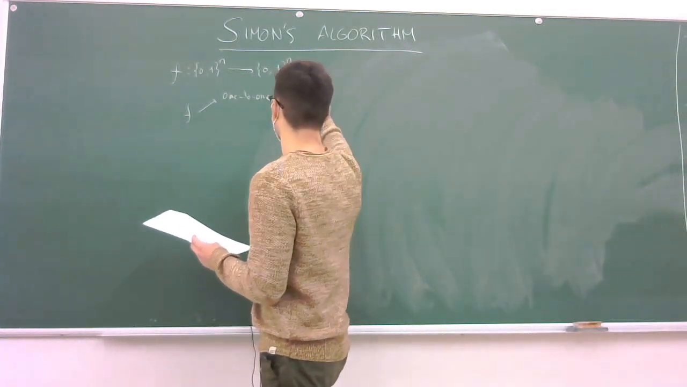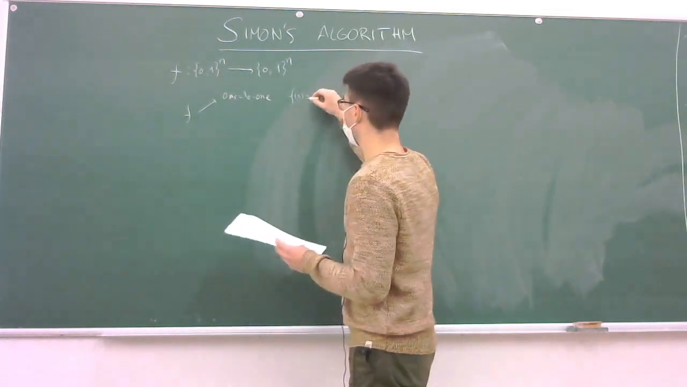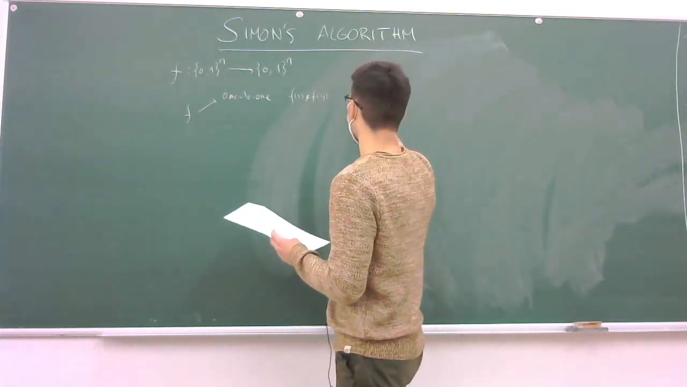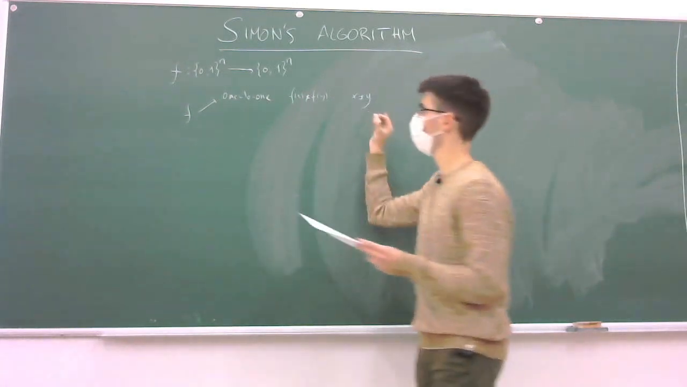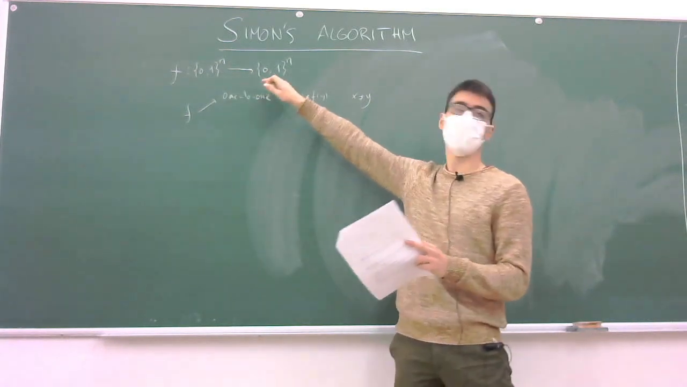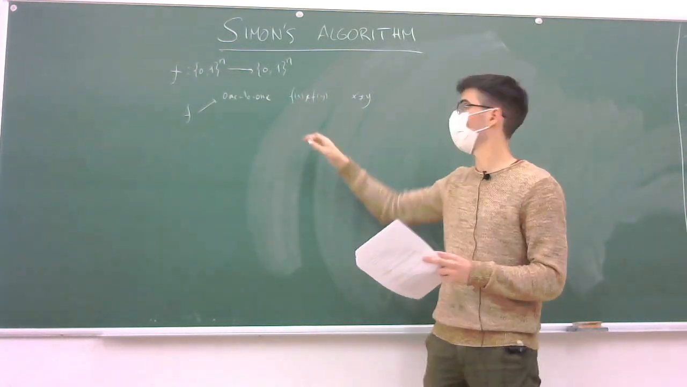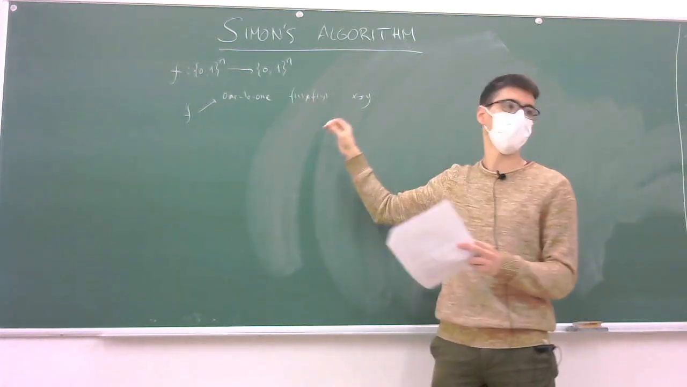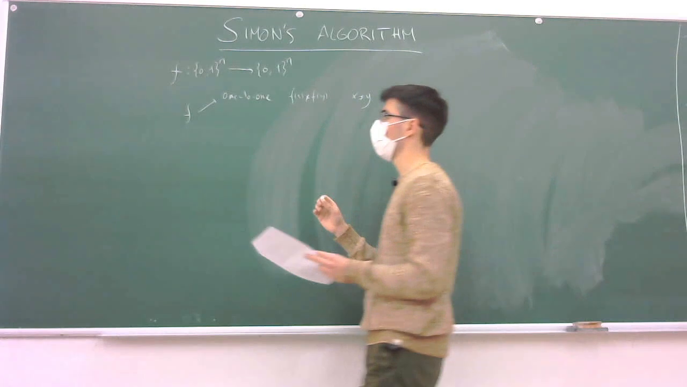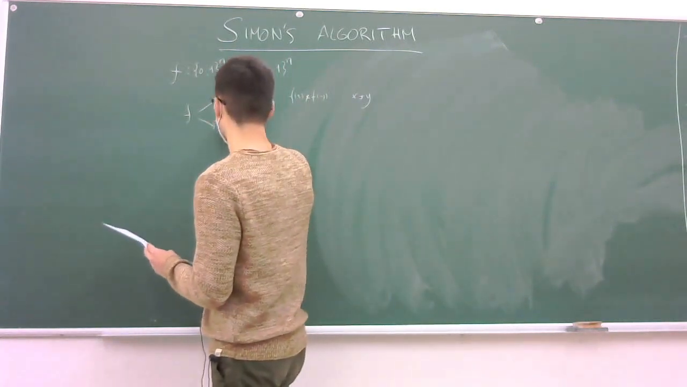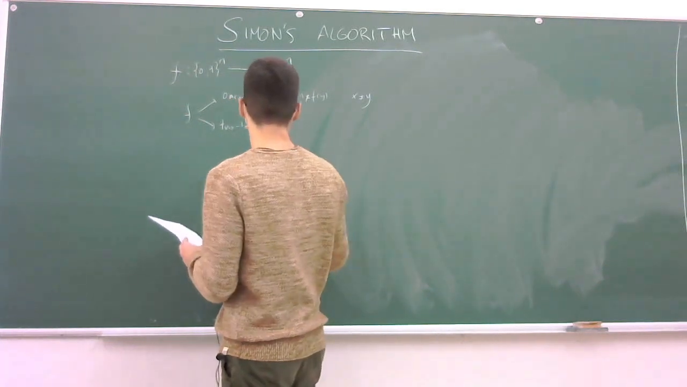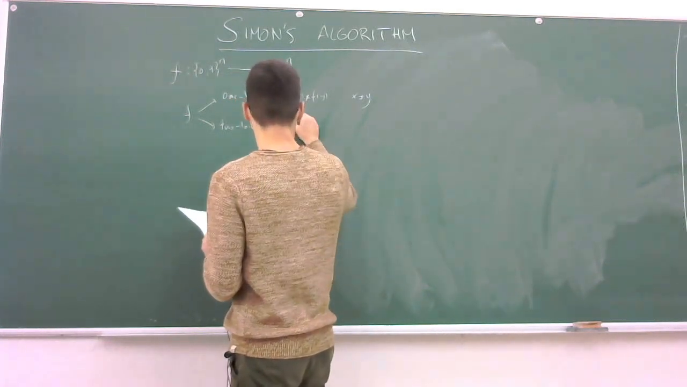which means that f of x and f of y are different whenever x and y are different. So one-to-one means that all of the inputs and all of the outputs are considered, and for any two different inputs, the output is different. Okay? This is one of the possibilities. And the other possibility is that it is 2-to-1 with the following structure.